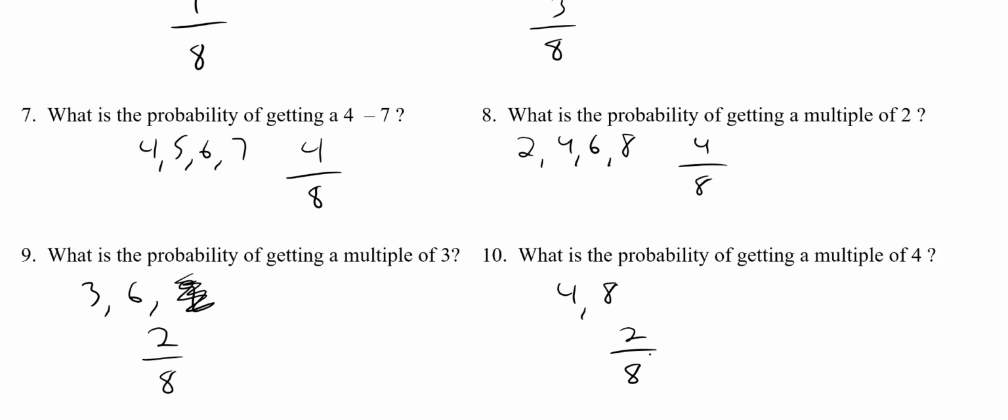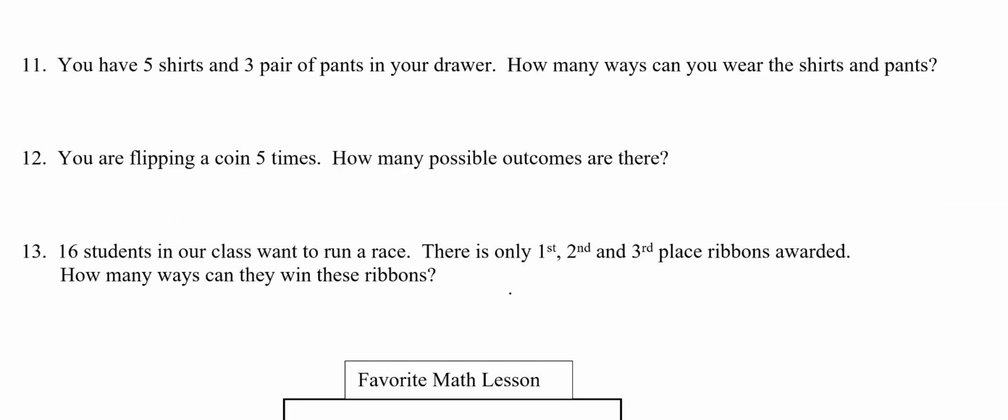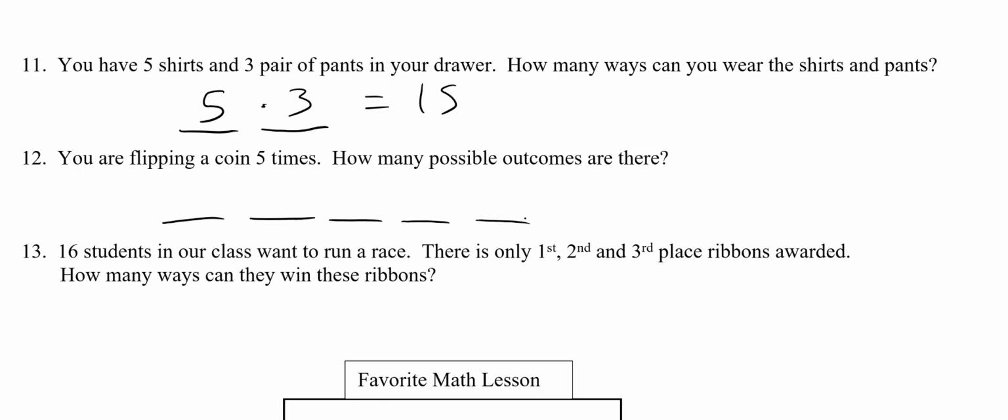Okay, not bad. Moving on, this is the slot method. You have 5 shirts and 3 pairs of pants. We've done these problems already. So 5 shirts and 3 pairs of pants, and you multiply those together and you get 15. You're flipping a coin 5 times, so you better put 5 slots here. And remember, a coin is either heads or tails, so it's 2, 2, 2, 2, 2. Then you multiply all those together, so you get 32.